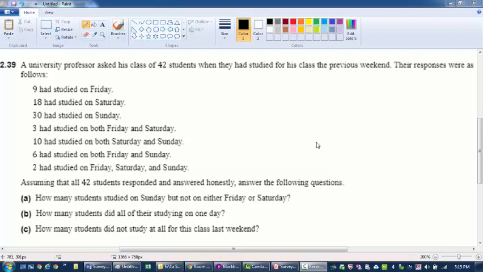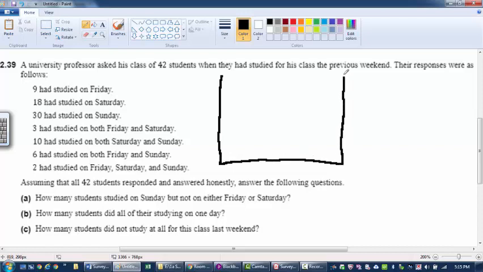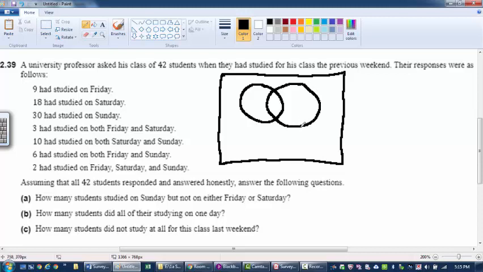So first we have a university professor with 42 students who studied for his class during the weekend, and he asked them when they studied. We know that they studied on Friday and Saturday and Sunday. So we're going to need a Venn diagram, and we're going to have three sets. We'll first make a set for Friday, a set for Saturday, and a set for Sunday.